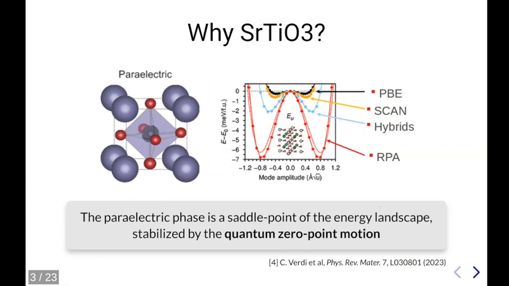So for example, in this work here, they actually use a Gaussian approximation, but they study the equilibrium property to see the ferroelectric transition. It works very well.